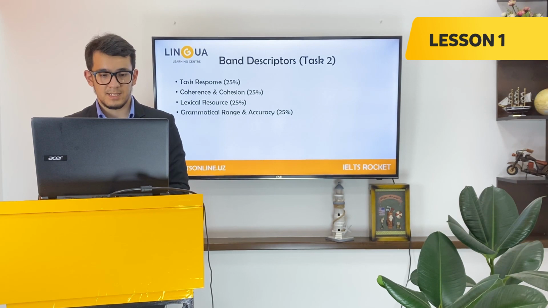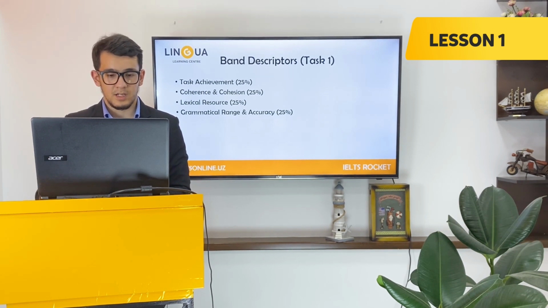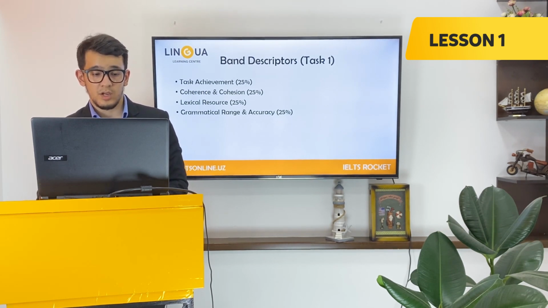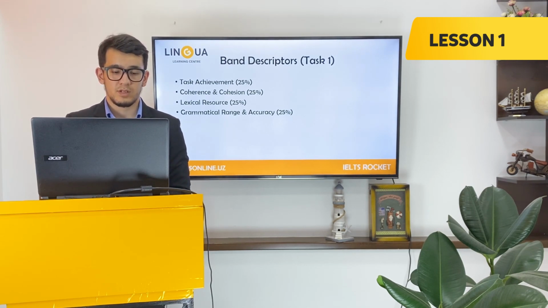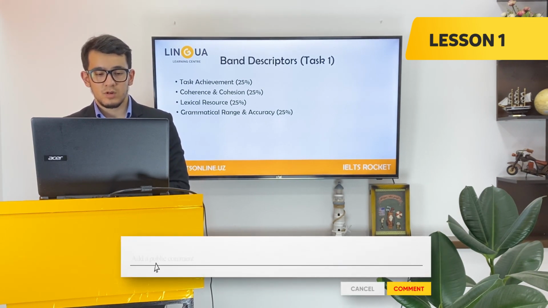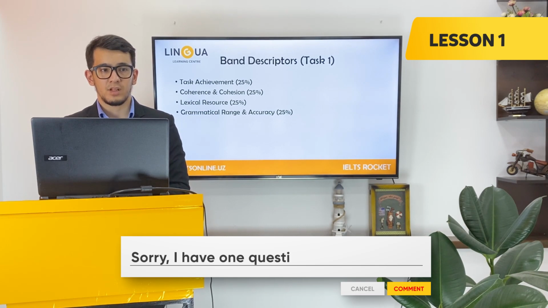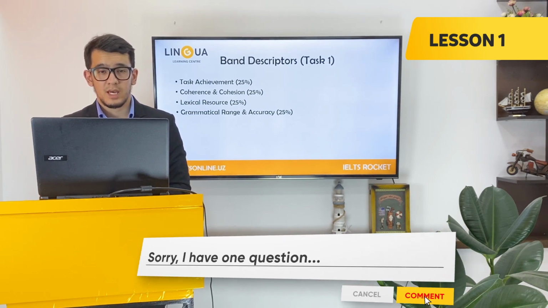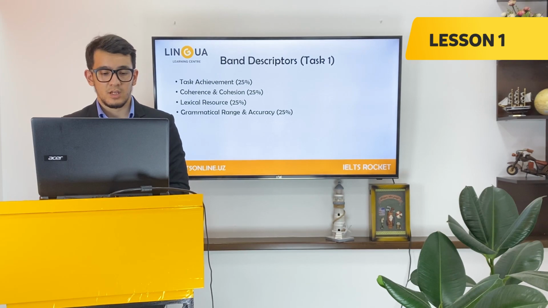And I'm going to explain that in a second, but we should also look at other band descriptors here, which are coherence and cohesion, lexical resource, grammatical range, and accuracy. So let's start from these 3. Coherence and cohesion is how well connected and how smooth your essay is. Lexical resource is obviously the level of vocabulary that you're using, synonyms, antonyms, usually the correct usage of the words that you're using. And then the grammatical range is obviously how accurate your grammar is.